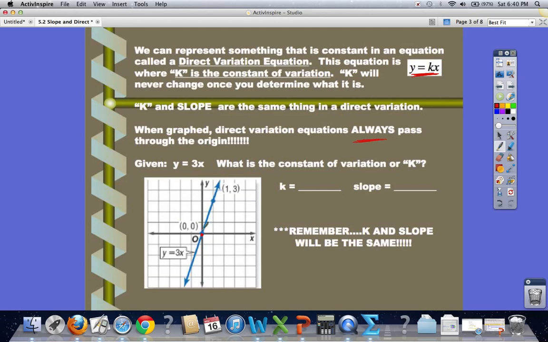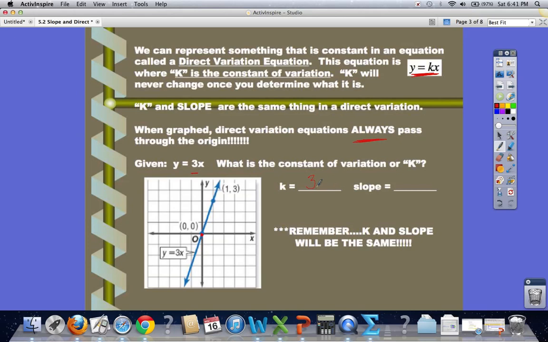All right, so given y is equal to 3x, what is the constant of variation, or what's k in this particular problem? Because we see that it goes through the origin, and it is labeled right here, y is equal to 3x. So in this case, k is 3.